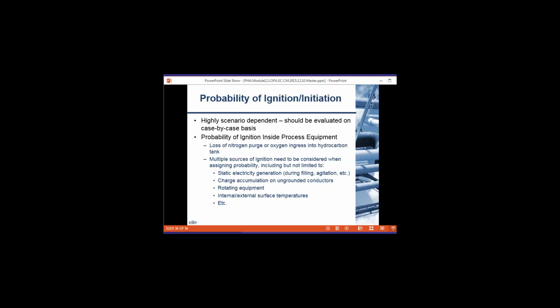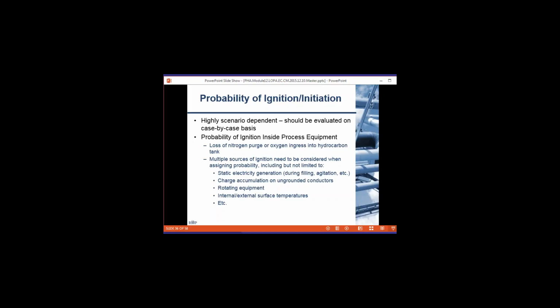So there are a couple of different ways you look at probability of ignition. First off, you look at it from probability of ignition inside process equipment. These are some of the events you look at. One of the ways I see it come up the most in a HAZOP for inside process equipment is you lose your nitrogen purge, or for some reason you get oxygen ingress into some sort of tank that has a fuel source or a flammable material. So you've got your fuel, you've got your oxidizer, so now you need to think about your source of ignition. This is where your probability comes in. What are the potential sources of ignition that may be seen?